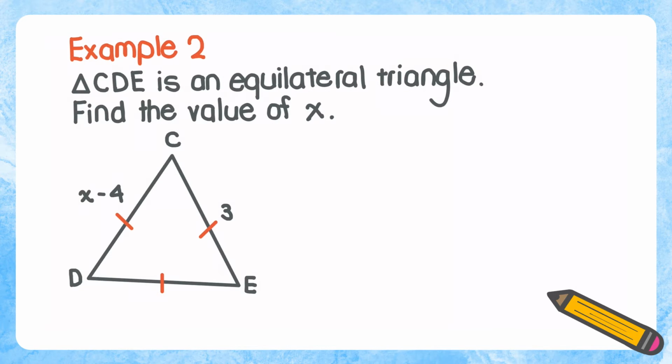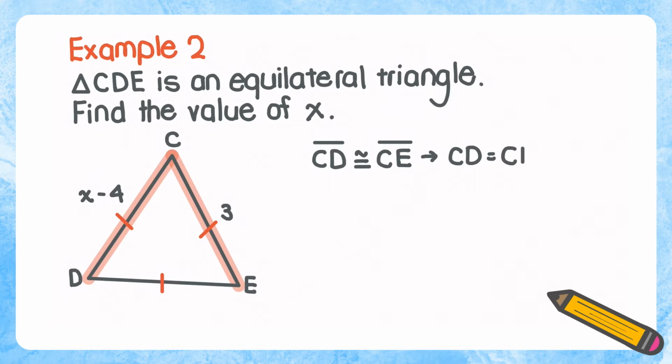Here's another example. Triangle CDE is an equilateral triangle, and we're going to find the value of x. Since the triangle is equilateral, we know that all three sides are congruent to each other. But we're going to ignore this side right here, side DE, because there's no information given. So we're focusing on the fact that side CD is congruent to side CE. This means that the side length of CD is equal to the side length of CE.